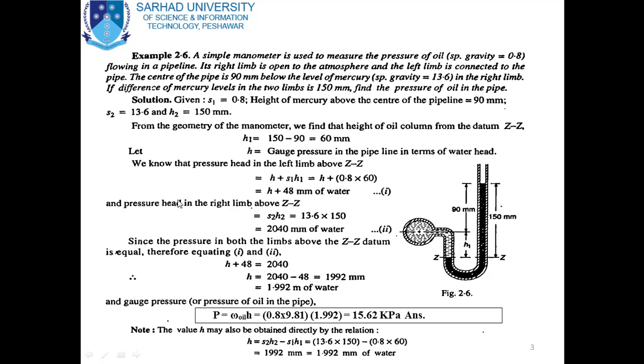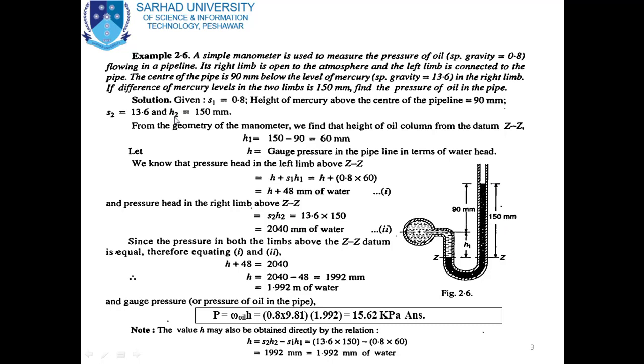Now the pressure head in the right limb above ZZ is equal to S2 H2. The pressure in the right limb is equal to the specific gravity of this liquid multiplied by this height. The specific gravity of the liquid is S2, while this height is H2.